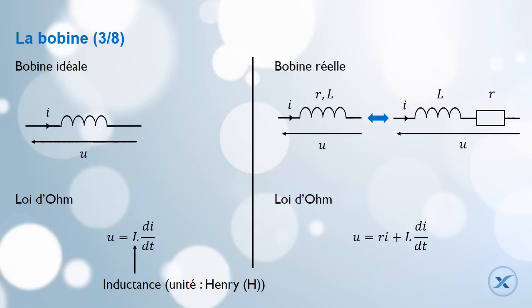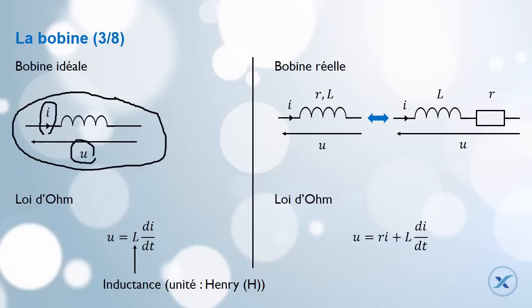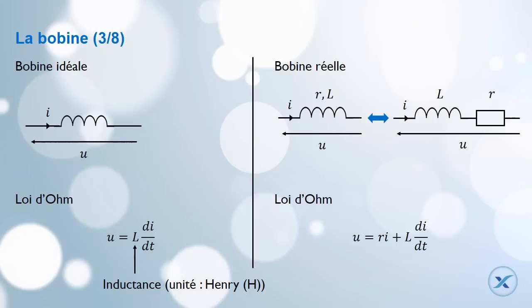So we'll start with the ideal coil, whose representation is here. This coil is crossed by a current I and has a voltage U across its terminals. Well, the Ohm's law for this ideal coil is U equals L di/dt. So U, the voltage across the coil, is equal to L, the inductance of the coil, multiplied by the derivative of the current flowing through this coil.